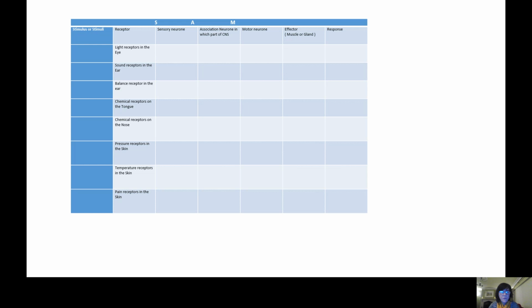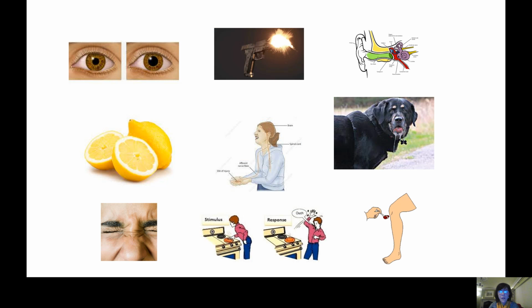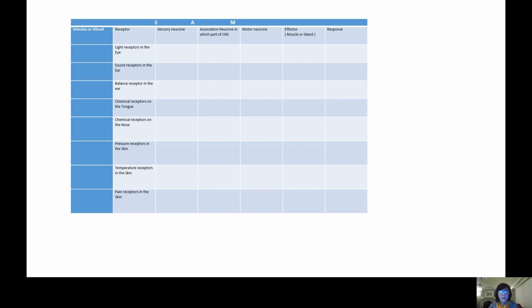Okay, so we're on sound receptors in the ear. So going down this table, second row, sound receptors in the ear. You have a loud bang. Somebody has shot a gun. So what do you fill in? Gunshot. Sound receptors in the ear. So stimulus, gunshot. Receptors, sound receptors in the ear.